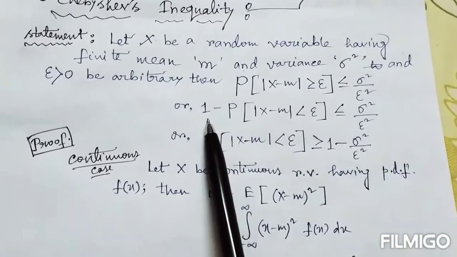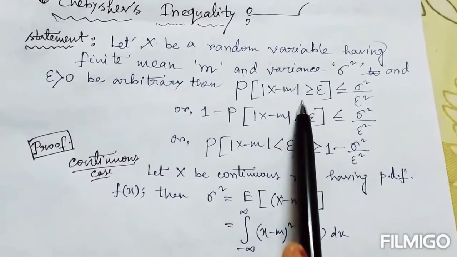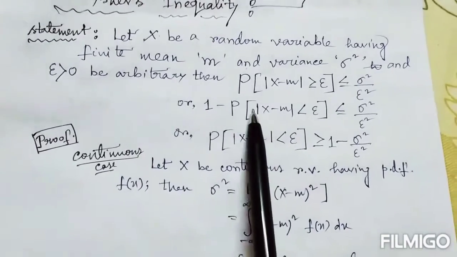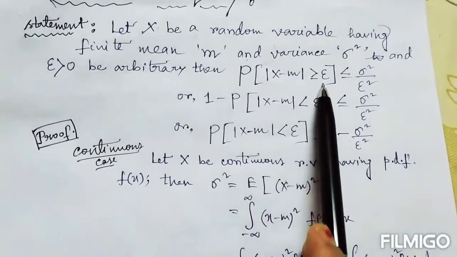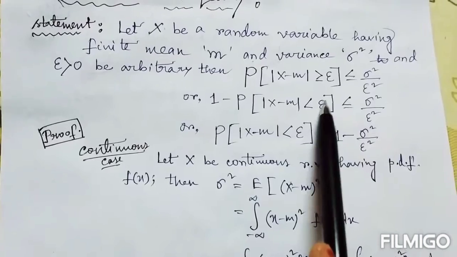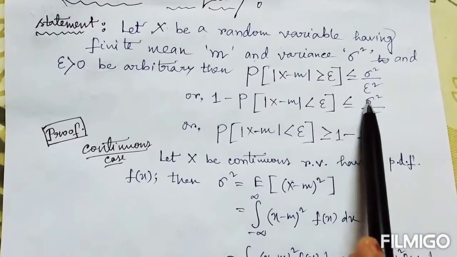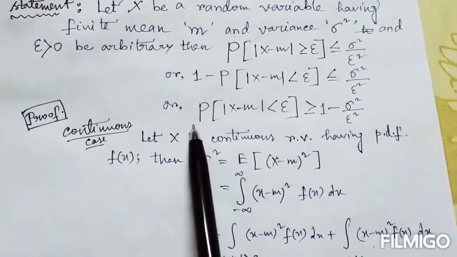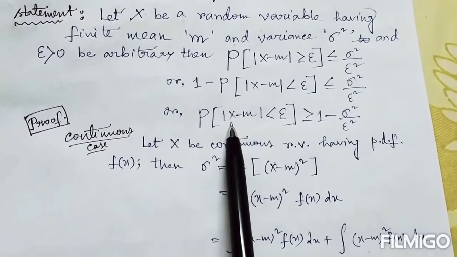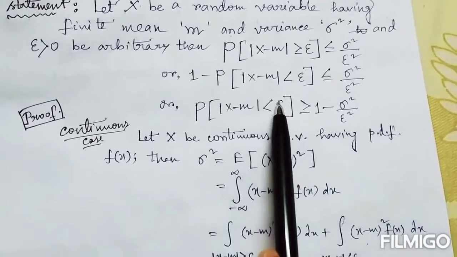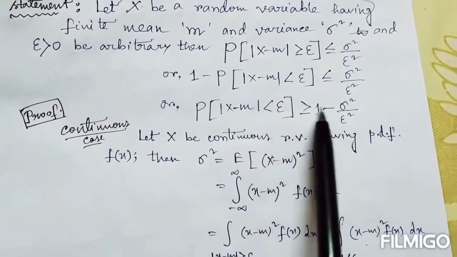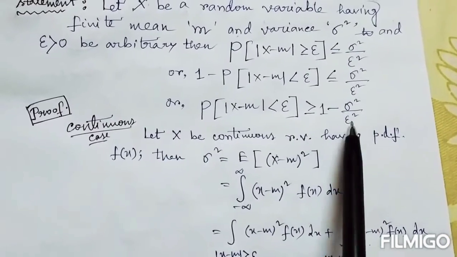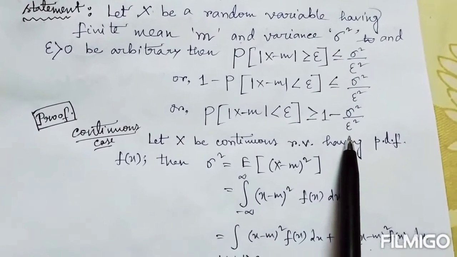Or this can be written as 1 minus probability of mod x minus m strictly less than epsilon is less than equals to sigma square by epsilon square. Or this can also be written as probability of mod x minus m strictly less than epsilon is greater equals to 1 minus sigma square by epsilon square.